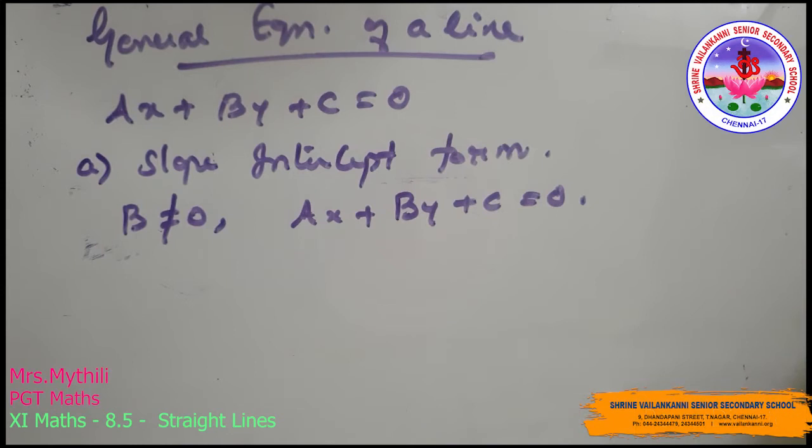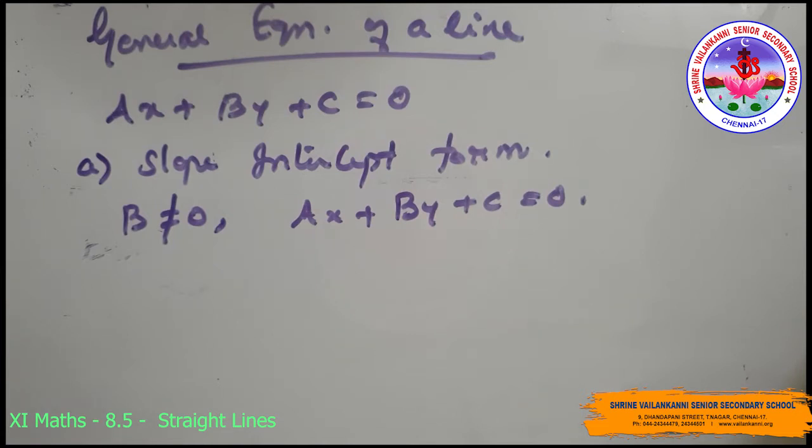Hello children, in earlier classes we have studied the general equation of first degree in two variables, ax + by + c = 0, where a, b and c are real constants such that a and b are non-zero. The graph of the equation is always a straight line. Any equation of the form ax + by + c = 0 is called the general linear equation or general equation of a line.